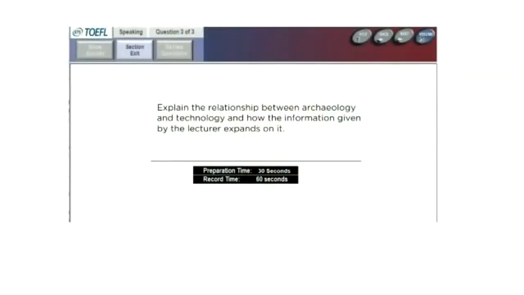Okay, you should have picked up on three main points in the lecture. So let's now take a look at the prompt. You need to now explain the relationship between archaeology and technology and how the information given by the lecture expands on it. You're going to have 30 seconds to prepare.